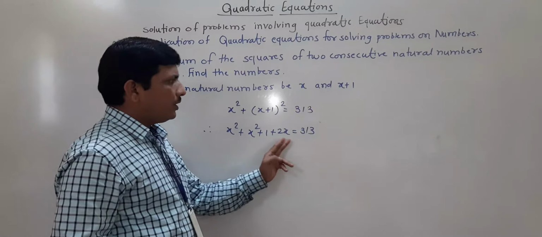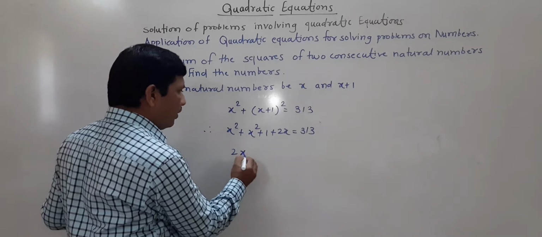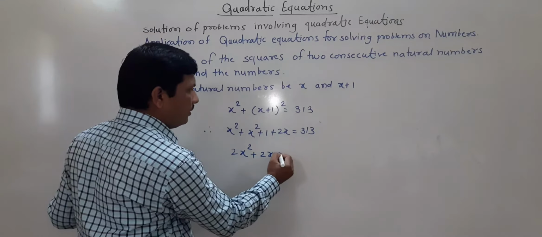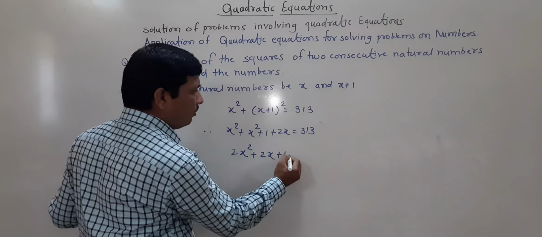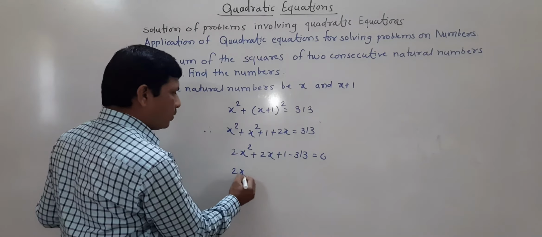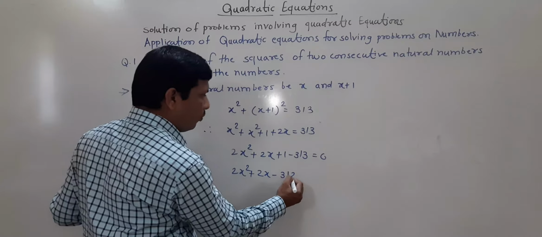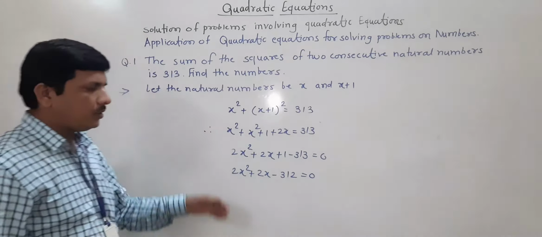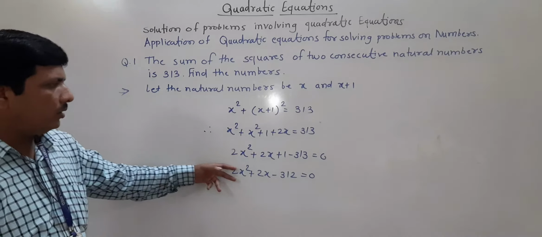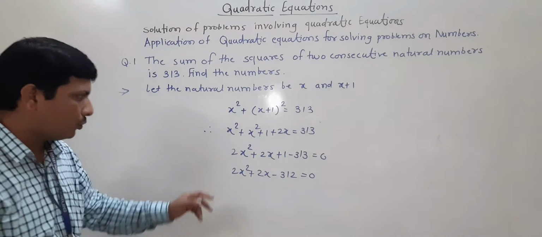x square plus 1 plus 2x is equal to 330. So x square plus x square will be 2x square plus 2x plus 1 minus 330 is equal to 0. So 2x square plus 2x minus 329 is equal to 0. Okay, so this is our required quadratic equation. Now see here, all the three terms are divisible by 2, so we can take its reduced form.